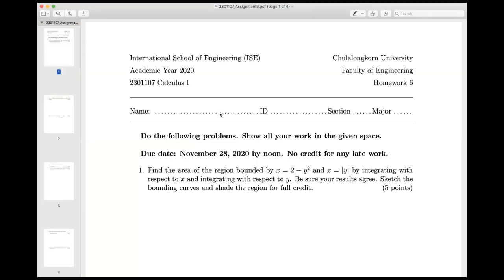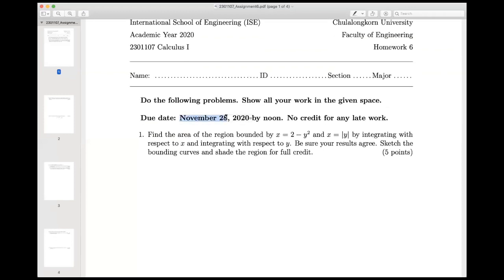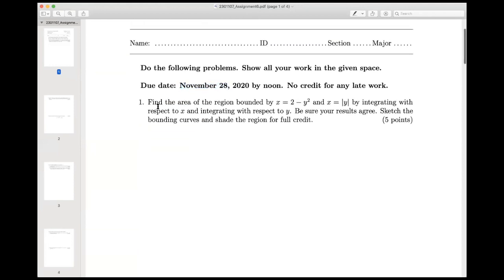Okay, so if you look at my assignment number 6 for this class, this is going to be due November 28th, just 2 days before the final exam. For question 1, find the area of the region bounded by these two curves. I force you to integrate with respect to x and integrate with respect to y, so you have to do it 2 ways.